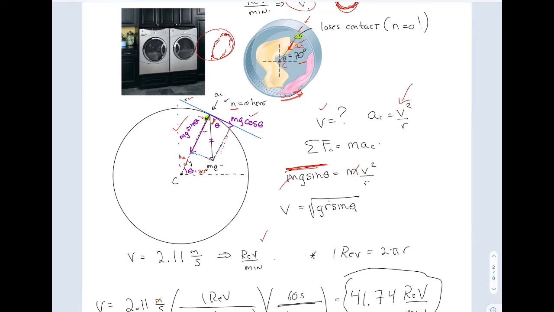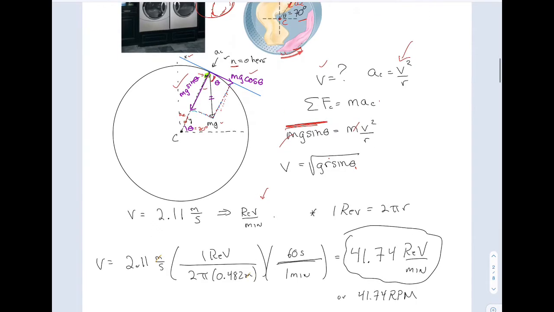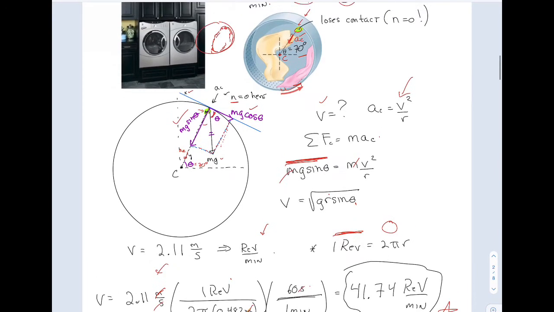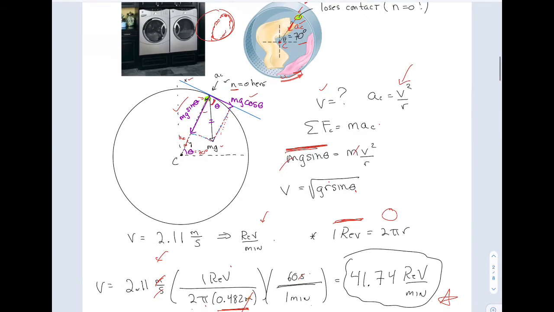But that's not what they wanted. They wanted the rotational speed, in revolutions per minute. To go from distance per time to revolutions per time, we say that one revolution is 2 pi r meters. So I took the speed, and in 2 pi r meters I have one revolution, and 60 seconds is a minute. This is where my meters cancel out, and this is where my seconds cancel out. So that thing would have to spin at about 41.7 revolutions per minute for the sock to lose contact at 70 degrees. At a different angle, that would have to be a different spin rate.